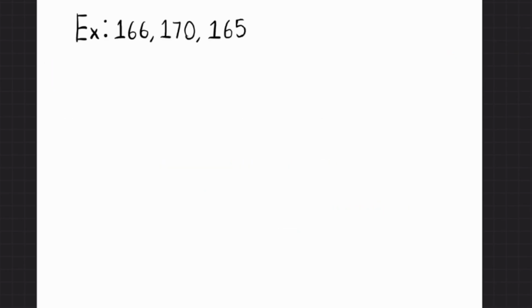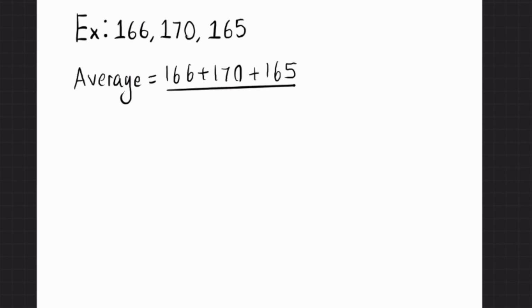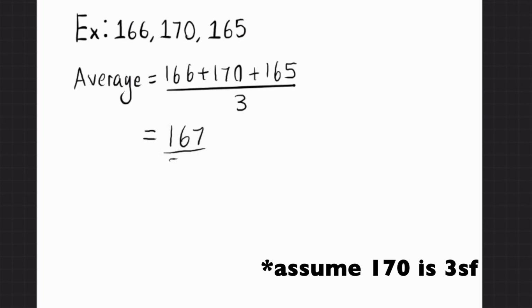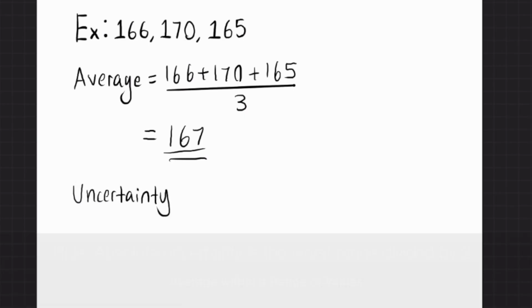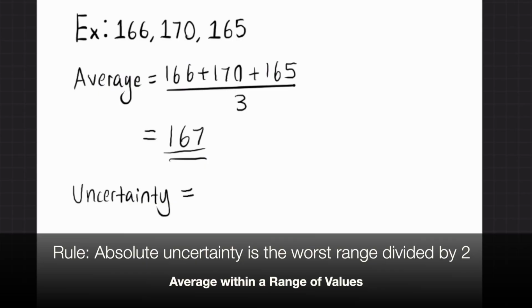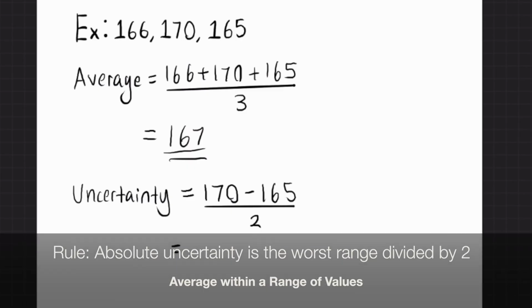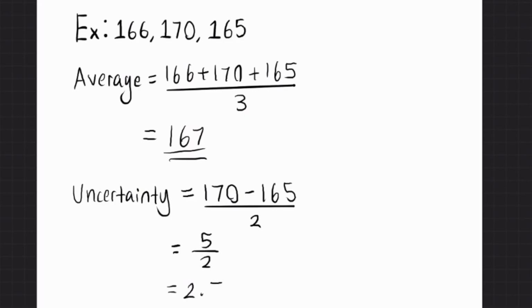Here are three values, 166, 170, and 165. Let's first find the average of these values. So the average in this case would be 166 plus 170 plus 165 divided by 3, which gives us 167, a really nice number. Now let's look at the uncertainty. So you might be confused as what the worst range is. Essentially, the worst range is basically the largest difference between two values within these three values. So in this case, the worst range would obviously be the largest number, which is 170, subtracted by the smallest number, which is 165. Range divided by 2, which is essentially just 5 divided by 2, which gives us 2.5. And again, because we need the decimal places of the significant figures to line up, this would be 167 plus or minus 3.